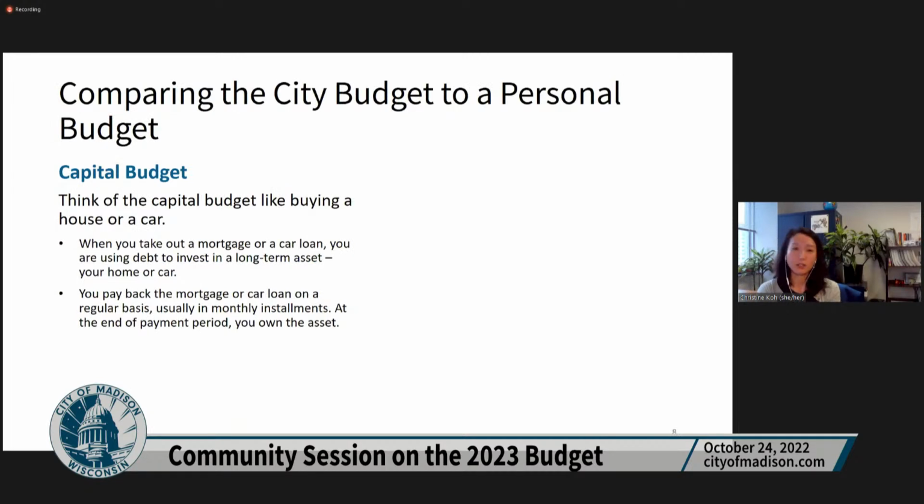One analogy I like to use to compare the city budget to a personal budget is to think of a capital budget like buying a house or a car. When you want to buy a house or a car, most people will take out a mortgage or a car loan. You're taking out debt to invest in a long-term asset. Most folks aren't paying for that out of pocket. After you take out the debt, you pay back that mortgage or car loan on a regular basis, usually in monthly installments. And at the end of 10 or 30 years, you own that asset.